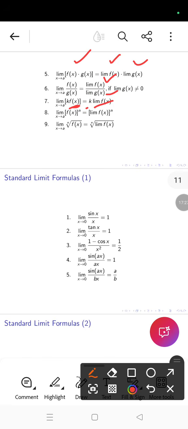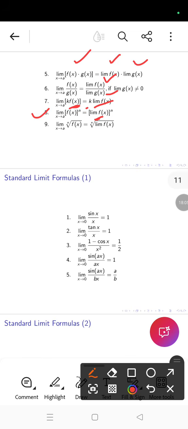Then the next formula is limit x tends to a of f(x) to the power n. Keep the power n as it is and just take the limit of f(x) in the bracket. The power will remain the same, but you should take the limit of f(x) inside the bracket. Here it was the limit of f(x) to the power n as x tends to a, and that will be equal to the limit of f(x), whole power n.